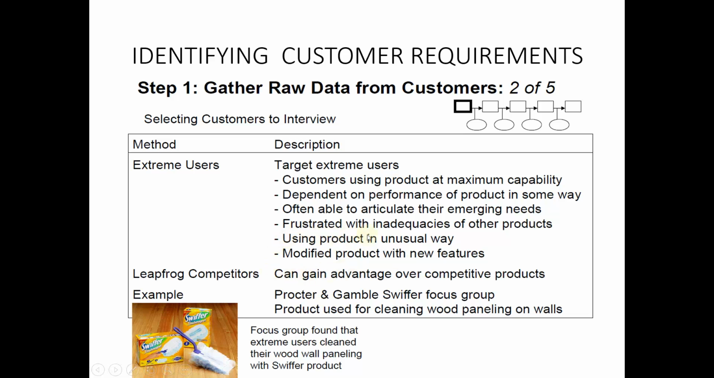Then, they use the product in unusual ways. There are different methods in which a customer can use a product. He might have used the product in a very good manner and also might have used the product in a very rough manner. So the information regarding both of these situations can be identified. Then, modified product with new features. That means the customer can suggest new features by which we can modify the product with additional capabilities.